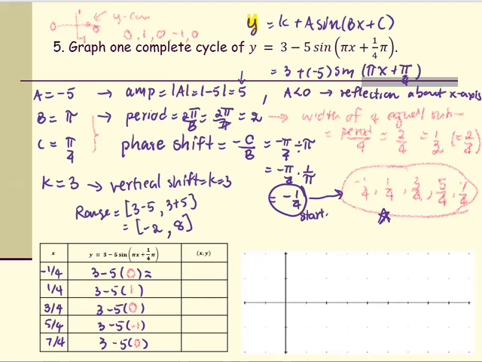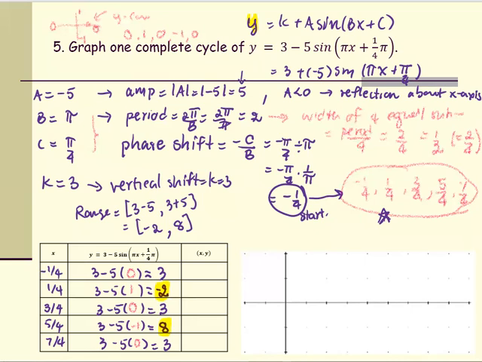Then simplify the second column to get 3 minus 0, which is 3. 3 minus 5, which is negative 2. 3 minus 0, back to the value 3. 3 minus 5 times negative 1, which is 3 plus 5, or the value 8. 3 minus 0, back to the value 3. So to confirm, the maximum is 8, the minimum is negative 2.